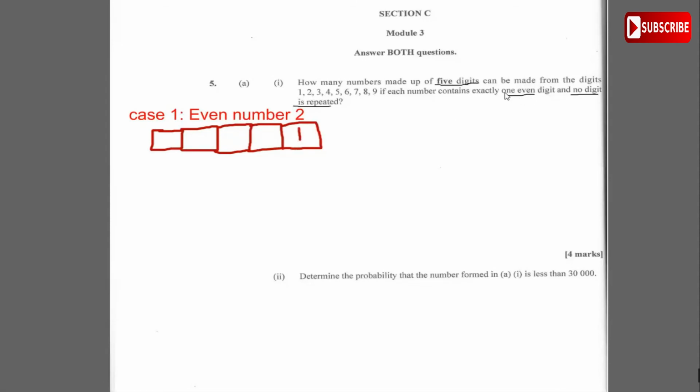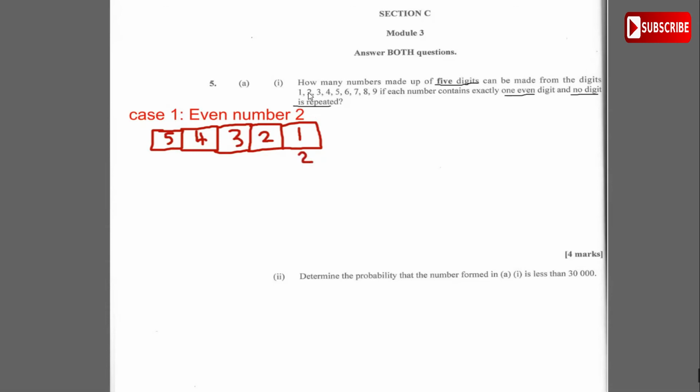Now there should only be one even number. So we cannot choose 4, 6, or 8. That leaves us with 1, 3, 5, 7, 9, 5 other numbers to choose from. Because we have 5 other numbers to choose from, it's going to be 5 times 4 times 3 times 2. All right, so this number right here is number 2.